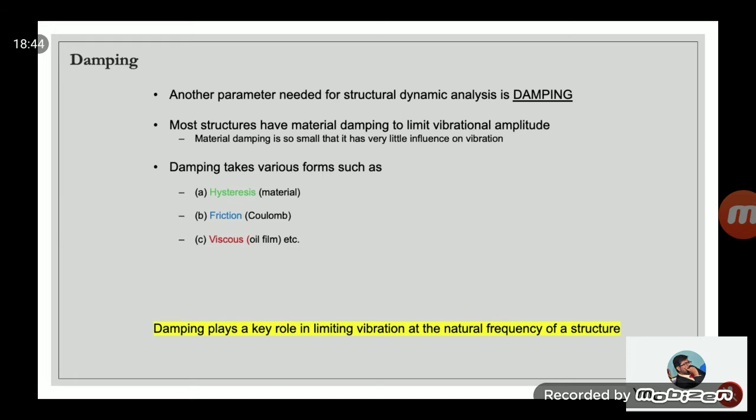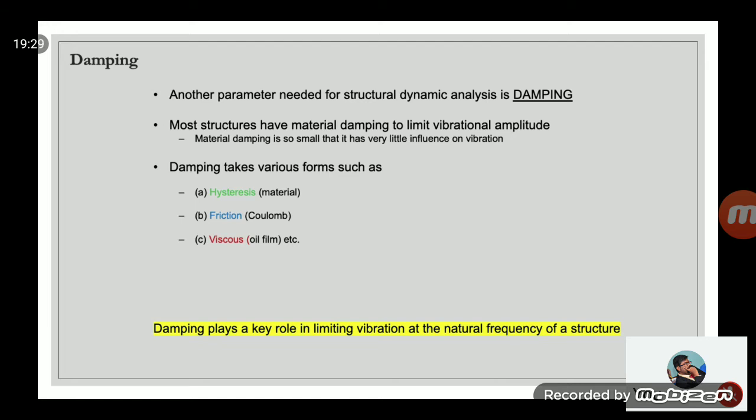Damping can take other forms as well. Of course, material damping is hysteresis. You can get the hysteresis loop and calculate the material damping. The second one is dry friction damping or Coulomb damping. If two parts are moving against each other, depending upon the surface quality and the force, the Coulomb damping can change. If it is a very smooth surface, it's almost zero, there is nothing. And if it is a hard surface, you will see some amount of damping there.